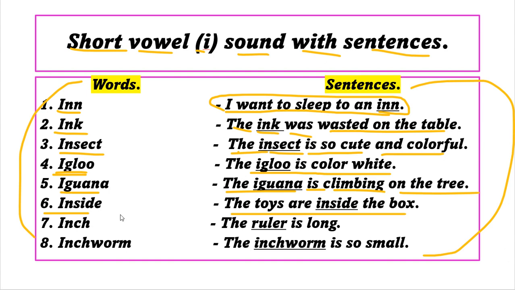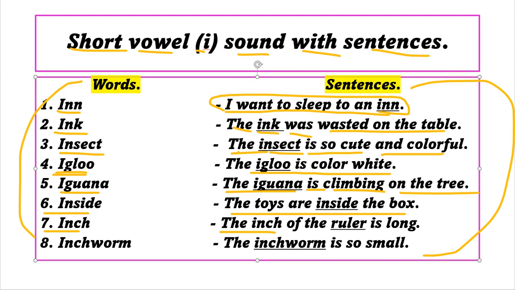Number 7, inch. This is a measurement used when you're using a ruler. We have 1 inch, 2 inches, 3 inches. The sentence is: The inch of the ruler is long. So that is the sentence. Of course, a ruler always has inches, so it's impossible that there is no inch on a ruler.